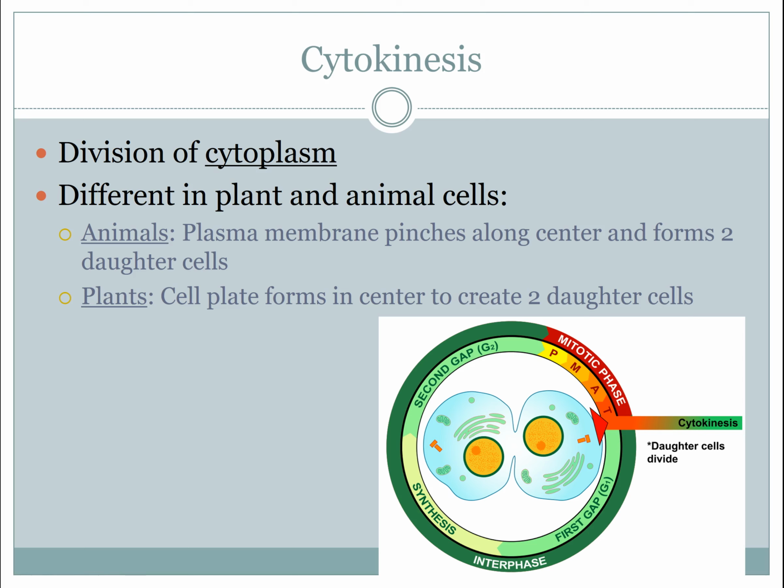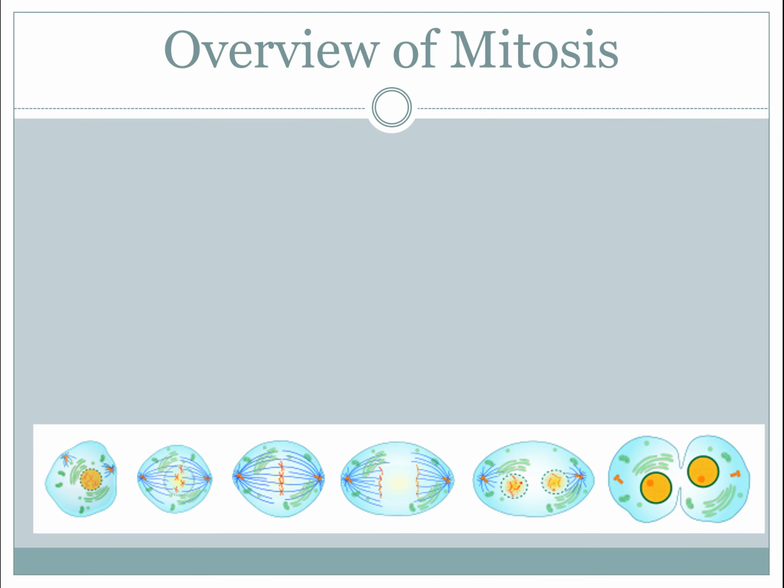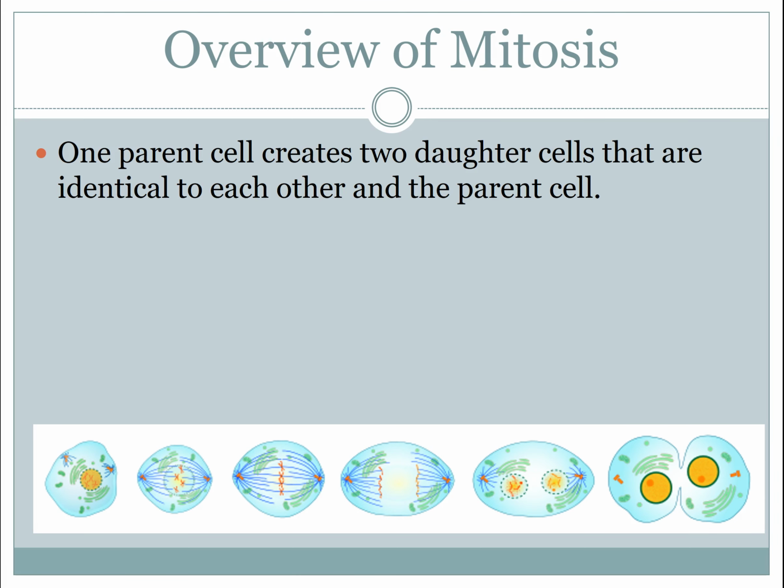A cell plate forms in the center, right in the middle here, and then it grows and grows and grows until it's an extension of the cell wall. And that's how plant cells go through cytokinesis. Okay, so just as a summary or an overview here, in mitosis, one parent cell creates two daughter cells that are identical to each other and identical to the parent cell. So the whole goal is to create two cells that are exactly like the first cell.